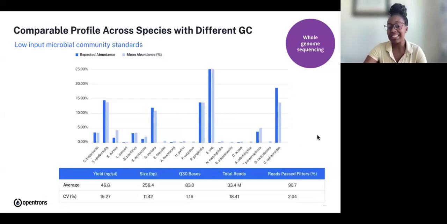So that's E. coli. Can we consistently have that performance with something of a more varying genomic complexity? And here we had a really low input of community standards, microbial standards. So species of varying GC content in one sample. And so these were pretty error prone in terms of analysis, and yet we're able to maintain and recapitulate the expected abundance of these species while maintaining high quality sequencing specifications as well.